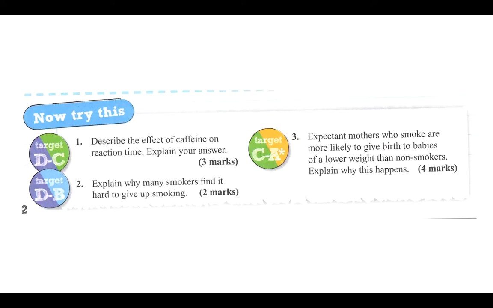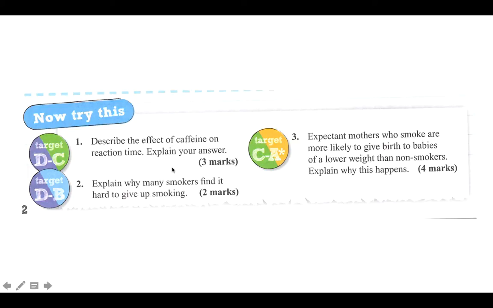So, the first question says, describe the effect of caffeine on reaction time. Explain your answer. 3 marks. So there are 2 parts to this question. It's got 2 command words. First of all, they want you to describe, and then they want you to explain. So by describing, you'll get 1 mark. For explaining, you'll get 2 marks. In total, 3.